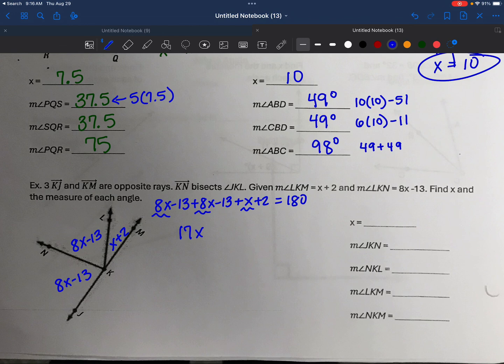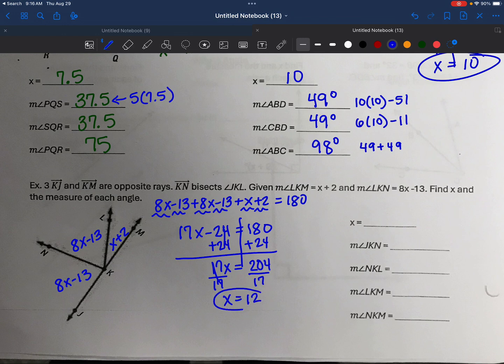Let's add like terms first. What's 8 plus 8, plus 1? So we get 17x. Negative 13 plus negative 13, negative 26, plus 2, negative 24. Okay, we add 24 to both sides. We get 17x is equal to 204. Last step, almost always. I shouldn't say always. Okay, we get x is equal to 12.